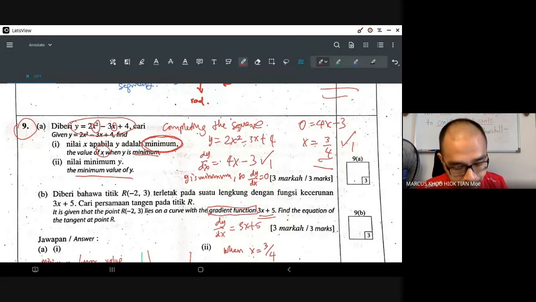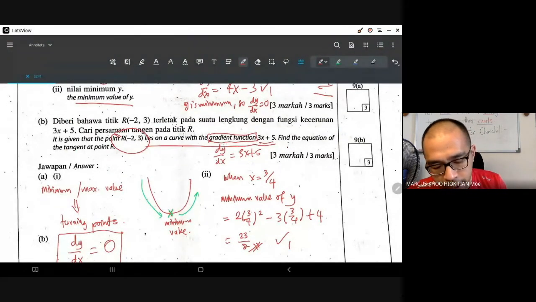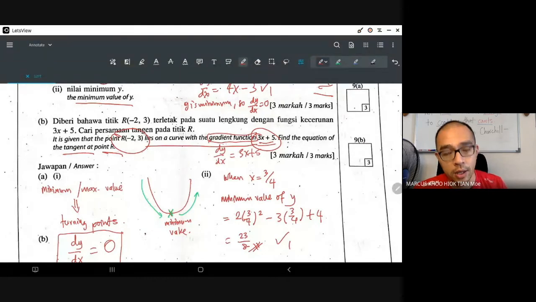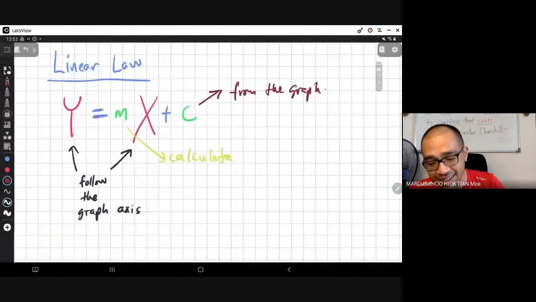Okay, that's it for that one. Given that point R lies on a curve with the gradient function 3x plus 5, find the equation of the tangent at point R. This one needs a new page. So let's talk about this.